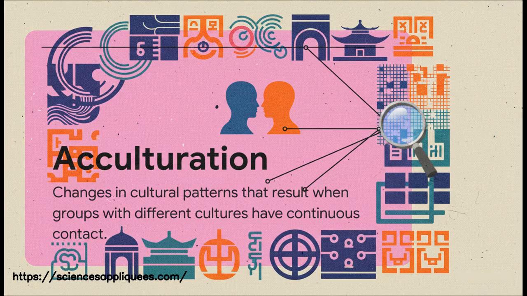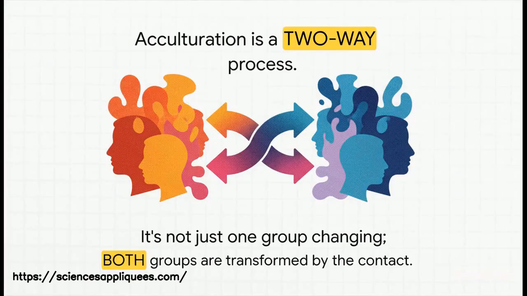Now, this is the classic definition, going all the way back to 1936. It describes what happens when different cultures meet and interact over time. But I want you to focus on the very last part of that definition: subsequent changes in the original cultural patterns of either or both groups. And this right here is the absolute key takeaway for our analysis today.